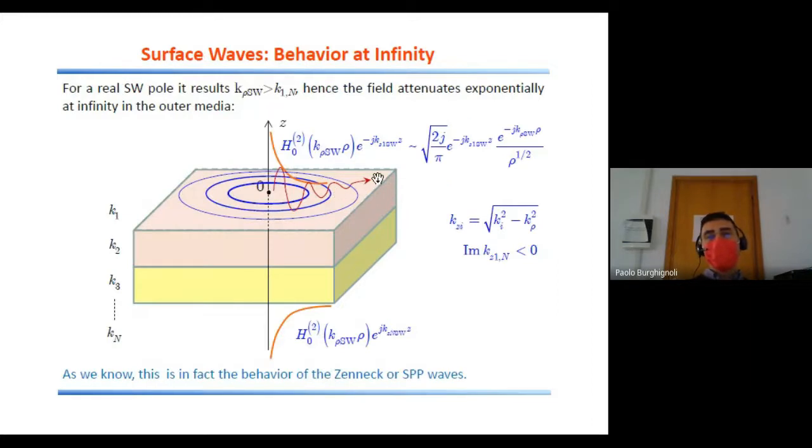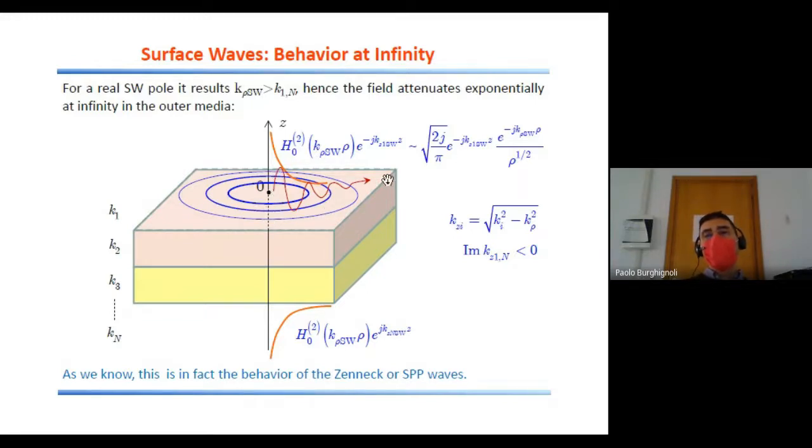This is the shape of the modal field that, as I was saying, is attenuating exponentially going to infinity in the positive direction, but also in the negative direction. The wave propagates with cylindrical wavefronts that emanate from the source, and it goes outwards.